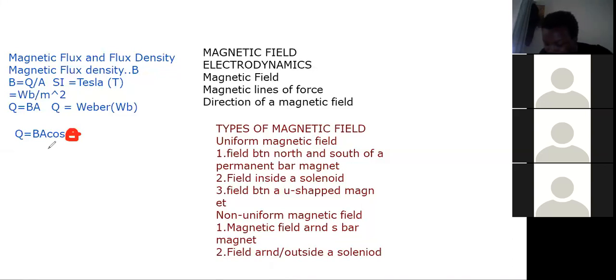Calculate the magnetic flux through a coil of area 0.4 meter square, lying normal to a field of flux density 0.5 T. I'm reading, so you write. Calculate the magnetic flux through a coil of area 0.4 meter square, lying normal to the field of flux density 0.5 T.